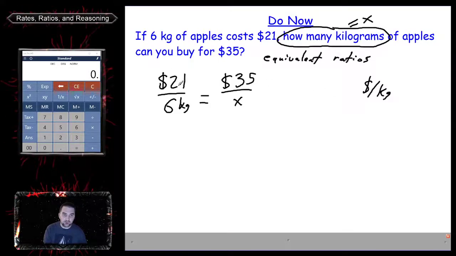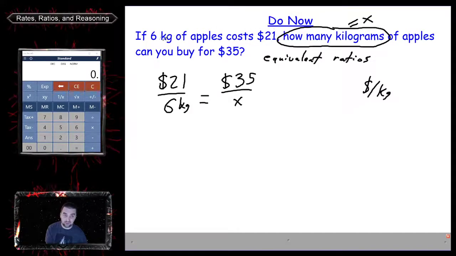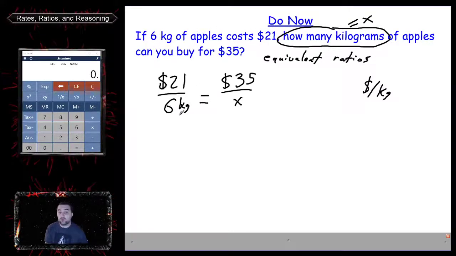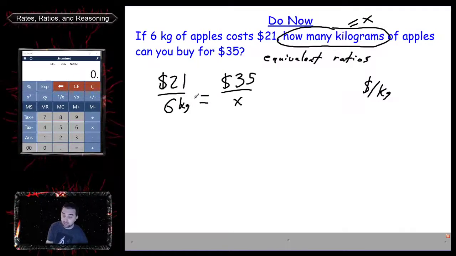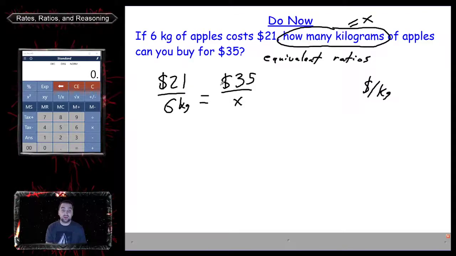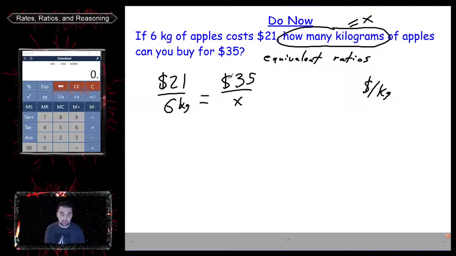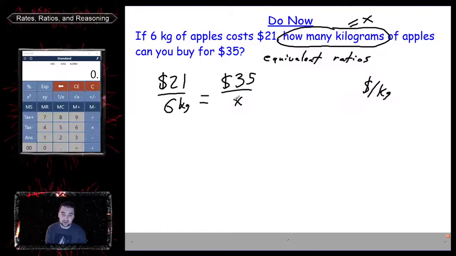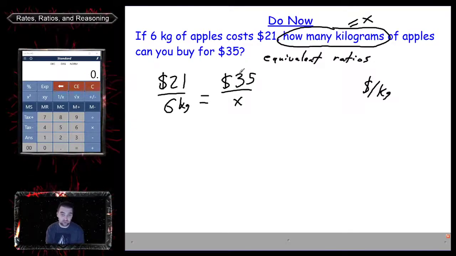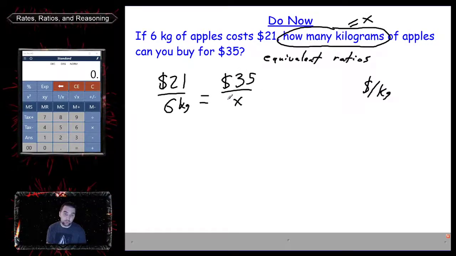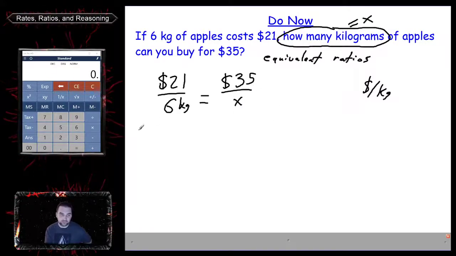So I did $21 over 6 kilograms. So $21 gives you 6 kilograms. I could find a unit rate from that, where however much money is 1 kilogram, but instead I can set it up as equivalent fractions, equivalent ratios, and then I can solve for my x here. So the x is how many kilograms I can get for $35. So I set up the other one. I don't know how many kilograms, but I do know that I have $35.